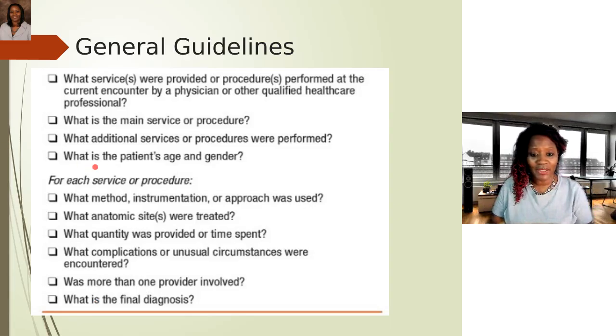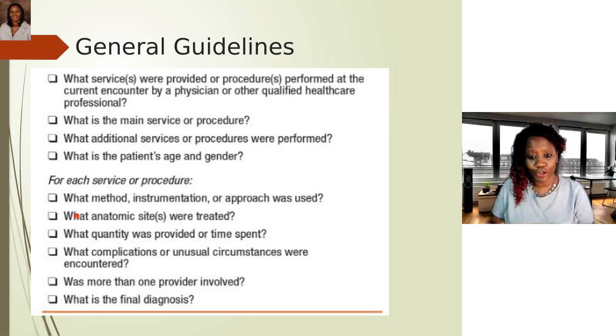Next thing we want to look at is, what is the age of the patient and what is their gender? Because we have some codes that are age or gender specific. It will say it in the description, the patient's age range, or it may say something about a gender. So we can look at that as well.